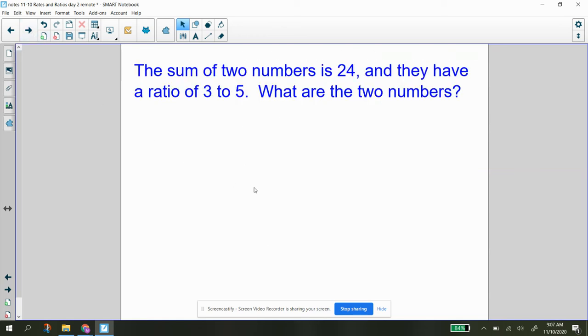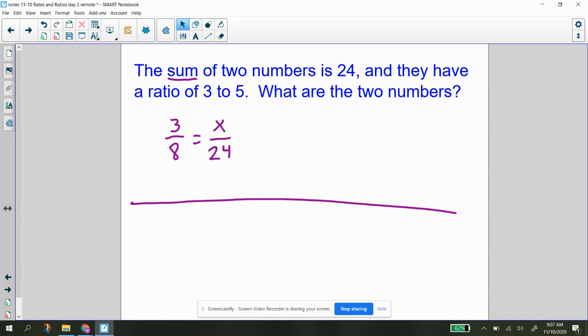All right. Sum of two numbers is 24. They have a ratio of 3 to 5. I'm going to give you two quick ways to do this one. The first is you could do the same thing I did in the last one. We know that the total is 24. So if I'm just looking for the first number, I could say that the ratio is 3 out of 8, because I did 3 plus 5 here. And then I know that that smaller number is going to be x, and the total is going to be 24. So I got that 8 by adding these up.